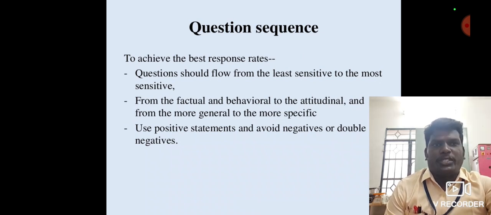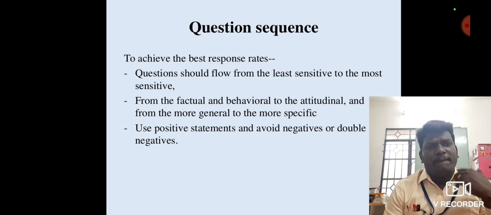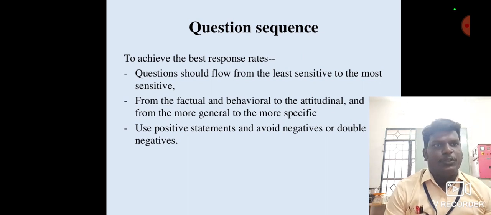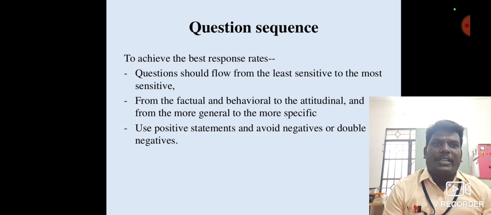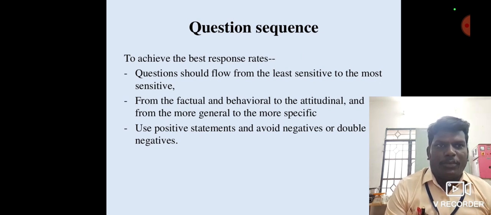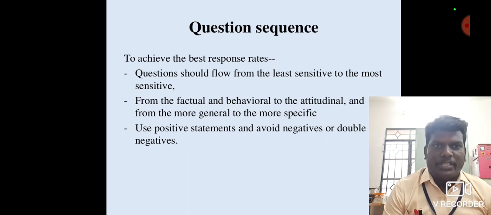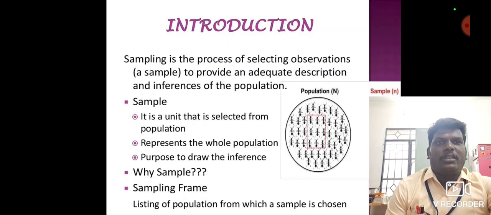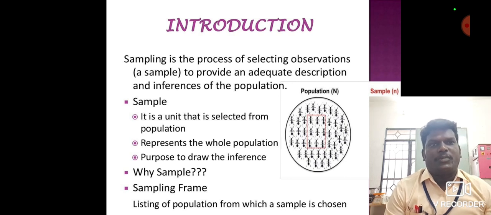So next, the question sequence. What is question sequence? To achieve the best response rates, the questions should flow from the least sensitive to the most sensitive. So questions should flow from the least sensitive to the most sensitive, from factual to behavioral to attitudinal, and from the more general to the more specific. Use positive statements and avoid negatives or double negatives, and so on. That is question sequence.